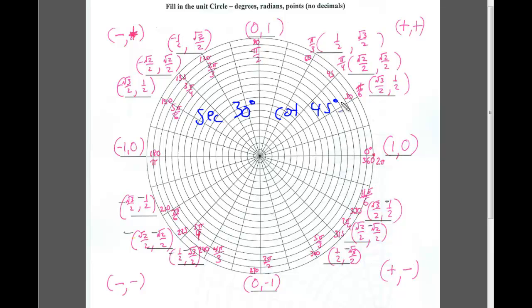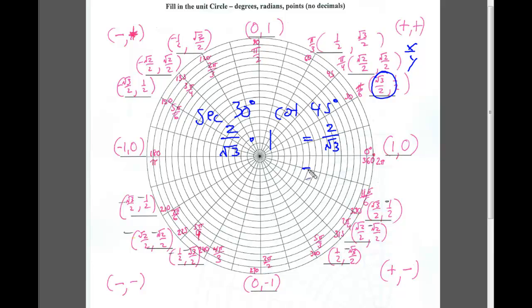Okay, secant of 30 degrees. Let's go to the 30 degree mark right here. Now the secant is the inverse of the cosine, so this is going to be 2 over square root of 3. And that's going to be multiplied by the cotangent of 45. Now 45 degrees is here. That's going to be x over y, so that's just going to be multiplied by 1. Well, 2 over square root of 3 times 1 is just 2 over square root of 3.